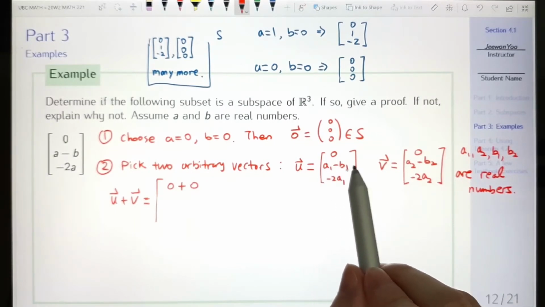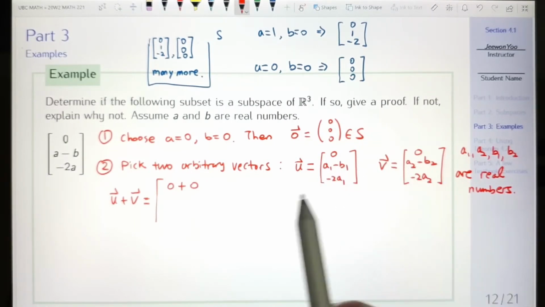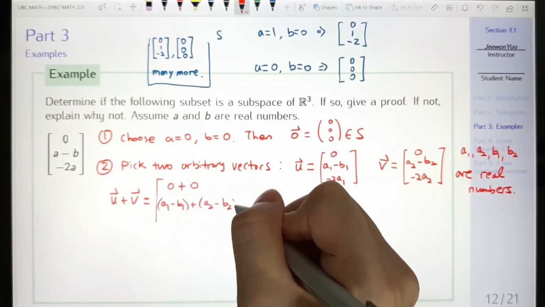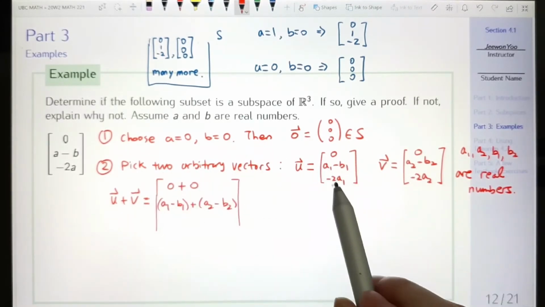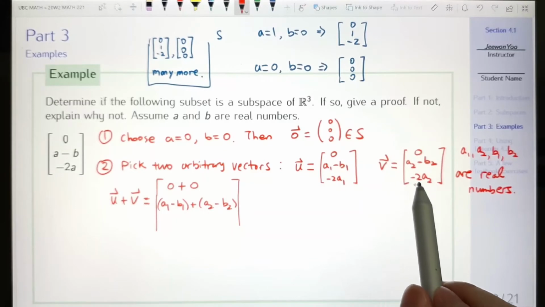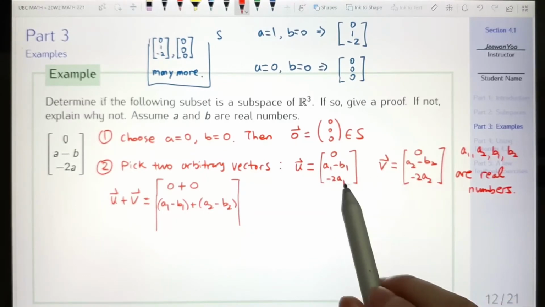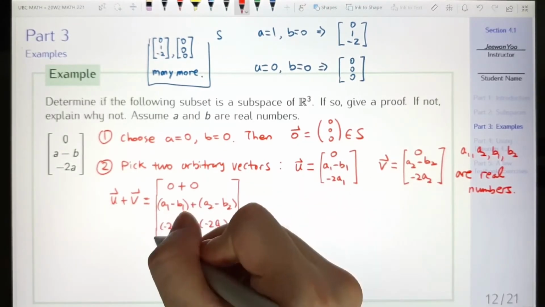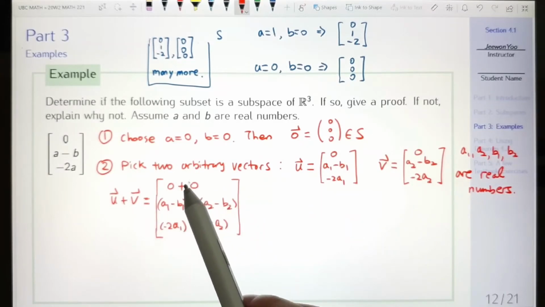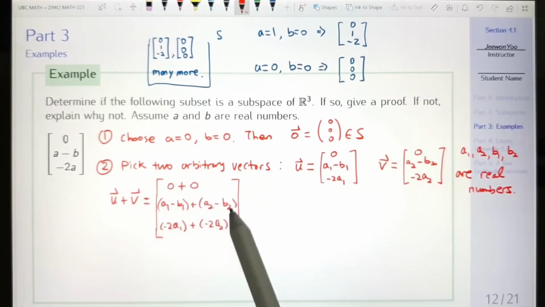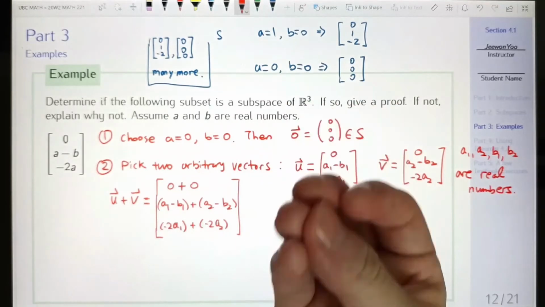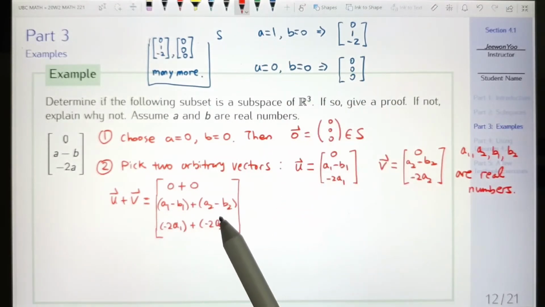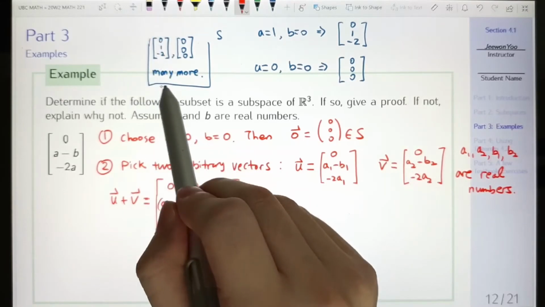A1 minus B1 plus A2 minus B2 becomes, and then negative 2 times A1 plus negative 2 times A2 becomes, and there you go. We now have the vector U plus V. Now we're going to play with this and try to show that this vector is a member of this box.